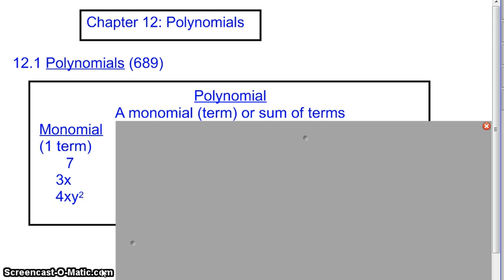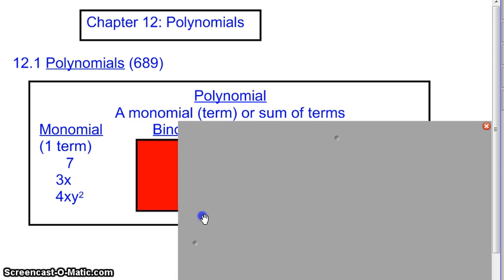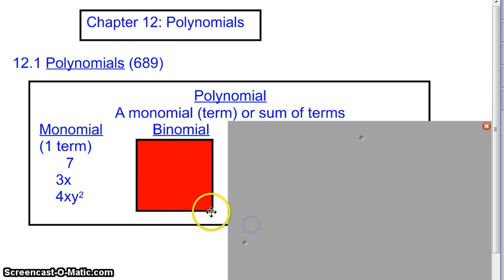It's like you're taking a bag of candy and the type of candy you have is xy squared. 3x is a different type of candy. Okay? So a monomial has one term. What do you think we would call a polynomial with 2 terms? The prefix meaning 2. Like you have 2 wheels on your bicycle, so it would be a binomial. Binomial has 2 terms.